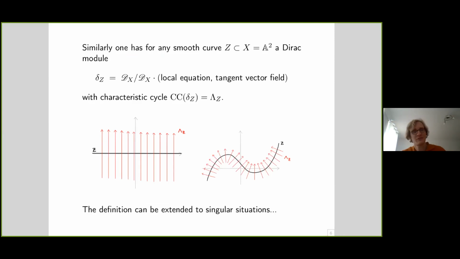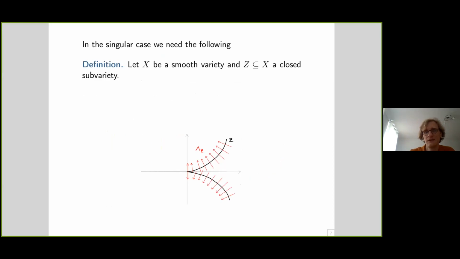And this you can do also for singular varieties, and then it becomes more interesting because then the D modules you get will correspond to the perverse intersection complexes which compute invariants of the singularities of the subvarieties. But this is not what I want to talk about today. Today I want to talk about smooth subvarieties. So the D modules we are talking about here are even simpler, just these type of Dirac modules. But nevertheless, we will see singular D modules later on.